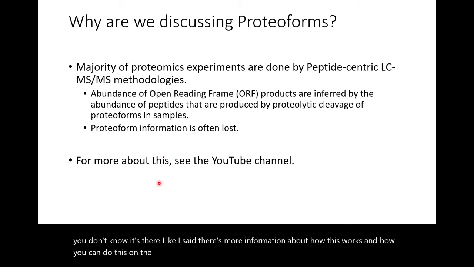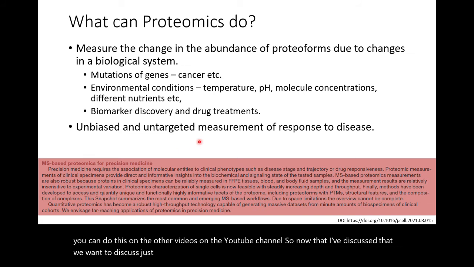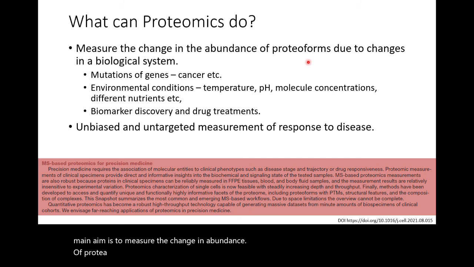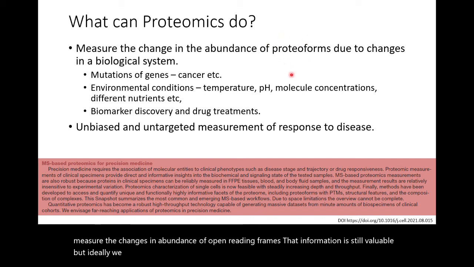So now that I've discussed that, we want to actually discuss just quickly what proteomics can actually do. Proteomics' main aim is to measure the change in abundance of proteoforms, ideally of proteoforms. Unfortunately, the majority of proteomics projects measure the changes in abundance of open reading frames. That information is still valuable, but ideally we would like to focus on proteoforms.